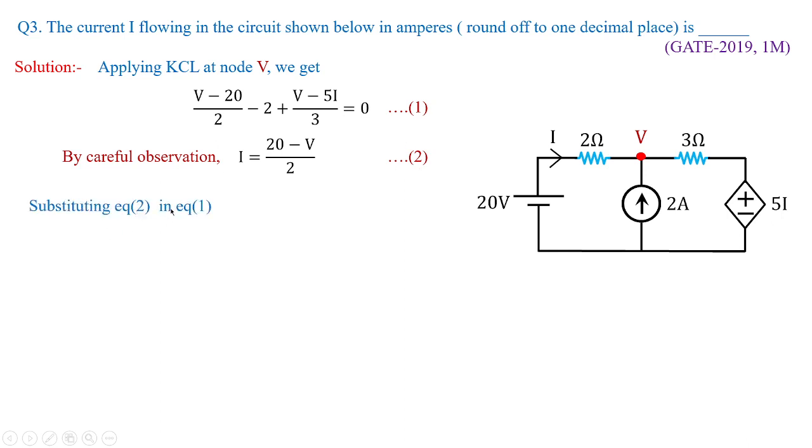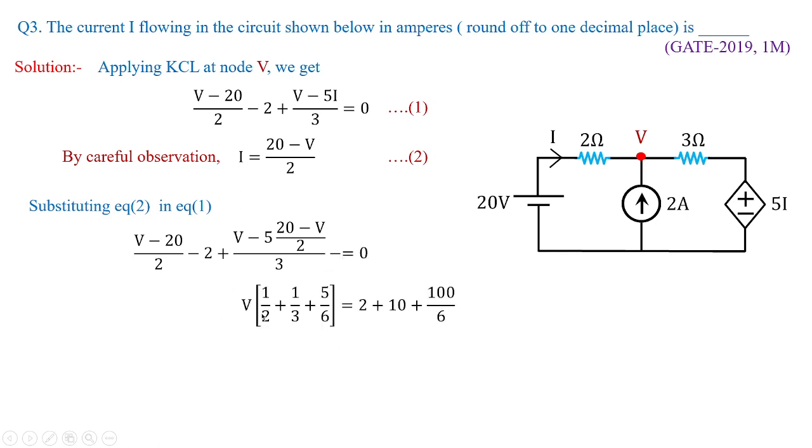Substituting equation 2 in equation 1, I'm going to get V minus 20 by 2 as it is, minus 2 as it is, plus V as it is, minus 5 times I, that is 20 minus V by 2, so whole divided by 3 equivalent to 0. With this, I'm going to get the value of V. Taking V outside, 1 by 2 plus 1 by 3 plus 5 by 6 equal to 2 plus 10 plus 100 by 6. So V will be equivalent to 17.2 volts.